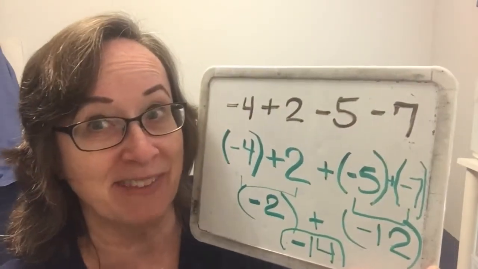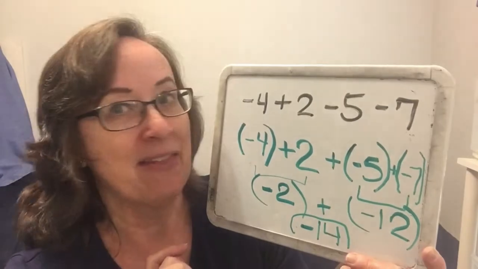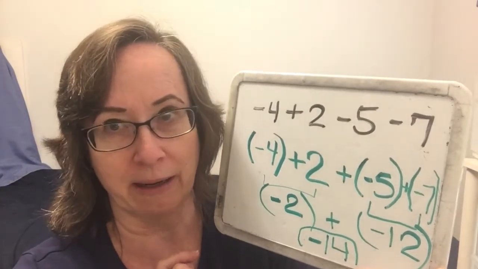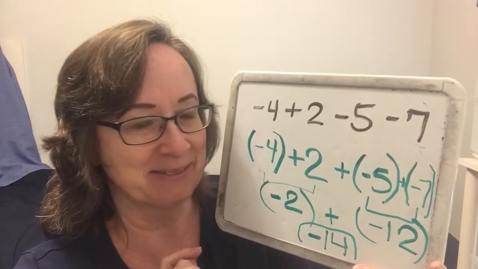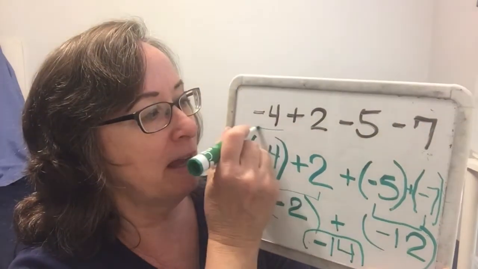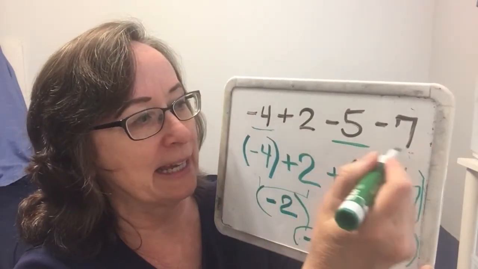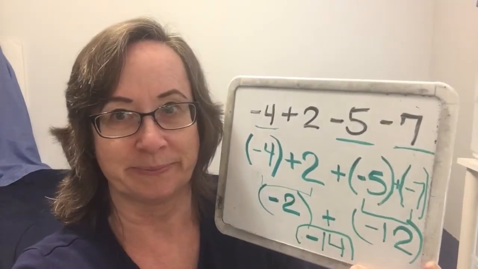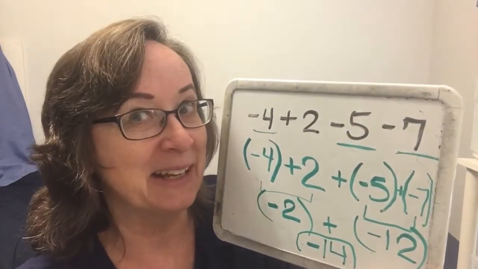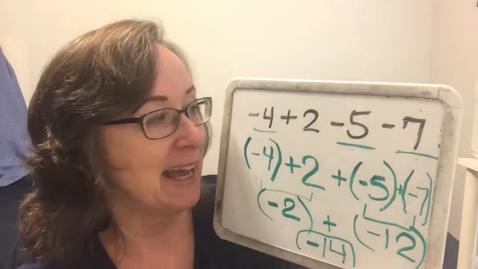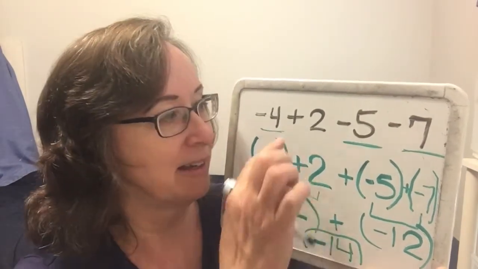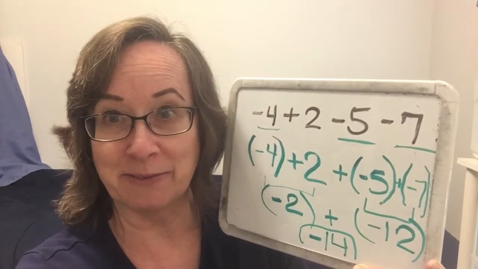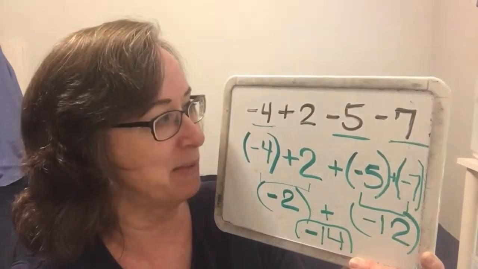Another very fast way to do this that does not require any writing is, if you want to, you can underline every negative and add all the negatives together first. And then add that result to the lonely little positive number. Let's see if we get the same thing.